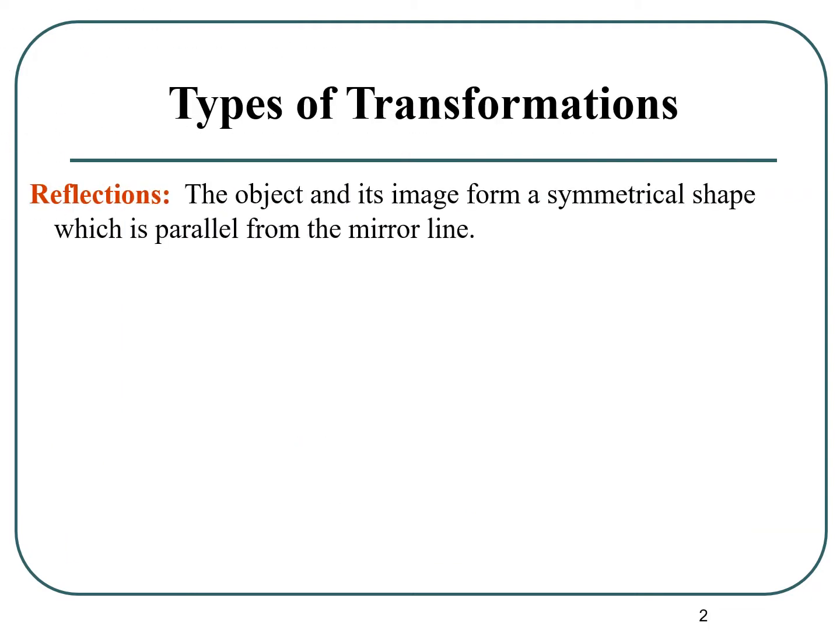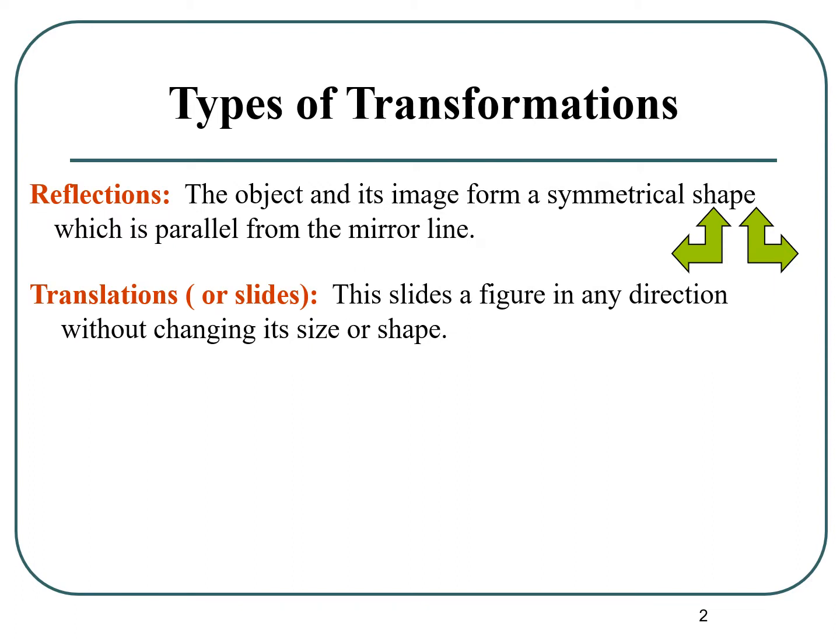We have reflections. With reflections, the object and its image form a symmetrical shape which is equidistant from the mirror line. The second one is translations, or slides. This slides a figure in any direction without changing its size or shape.